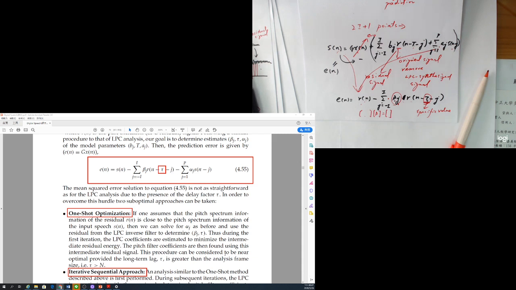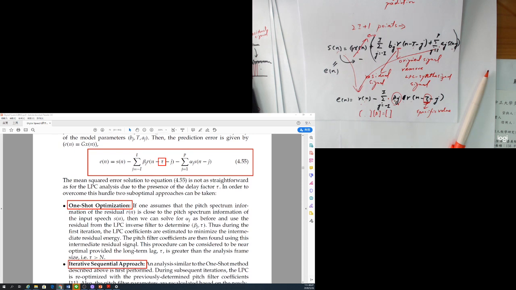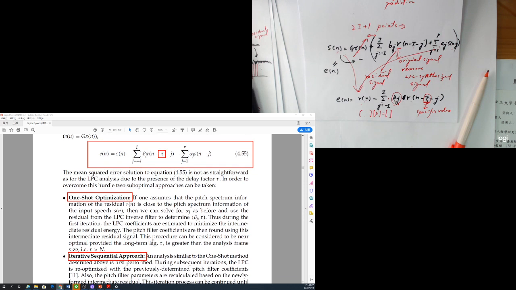So we can solve for alpha as before and use the residual from the LPC coefficient estimate to minimize the intermediate residual energy. The pitch filter coefficients are then found using this intermediate residual signal. This procedure can be near optimal provided the long-term lag is greater than the analysis frame. So once your tau is bigger than your speech frame, this is okay, and you are using one-shot optimization.